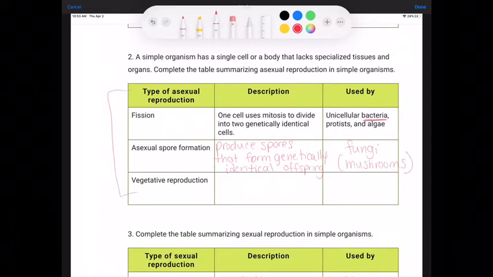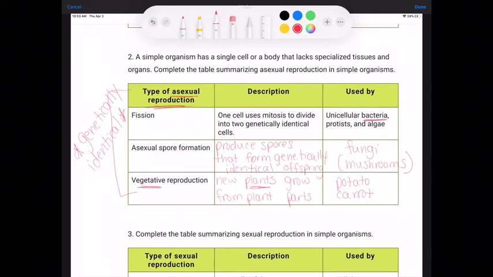Remember, everything in this chart, because it's asexual reproduction, is genetically identical. That's the key thing you need to remember here. Vegetative reproduction, pieces break off an organism's body and grow into whole new organisms. So new plants, because you're going to see this vegetative, it has to do with plants, grow from plant parts, and you could know the potato, the carrot. Those are examples for that one. I'll leave that up for a second so you can check your work for that.